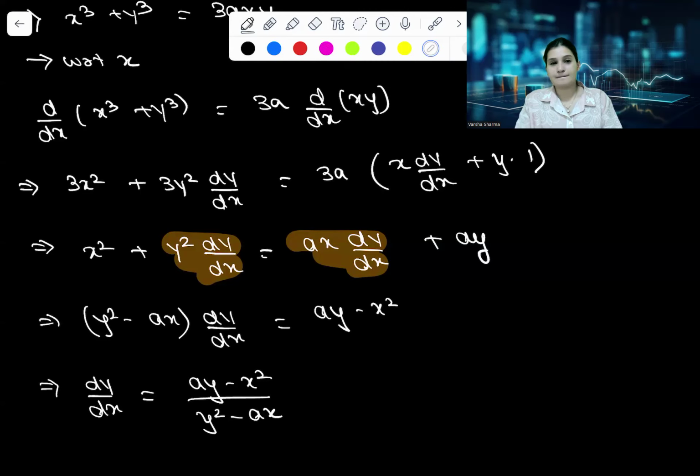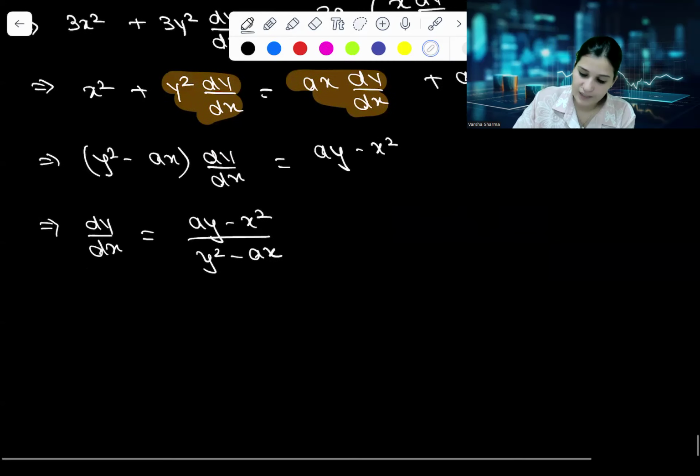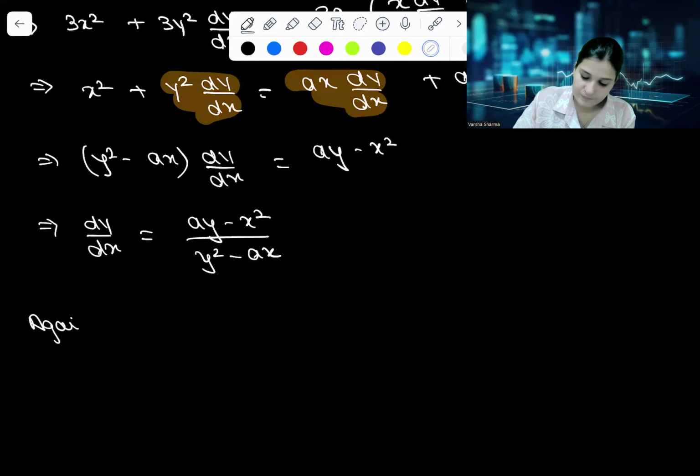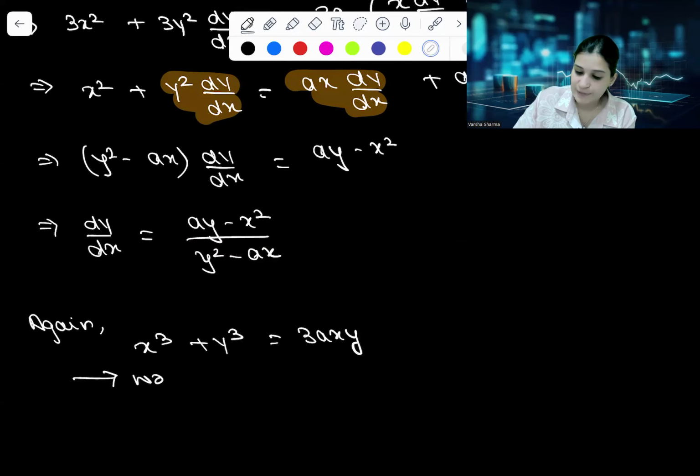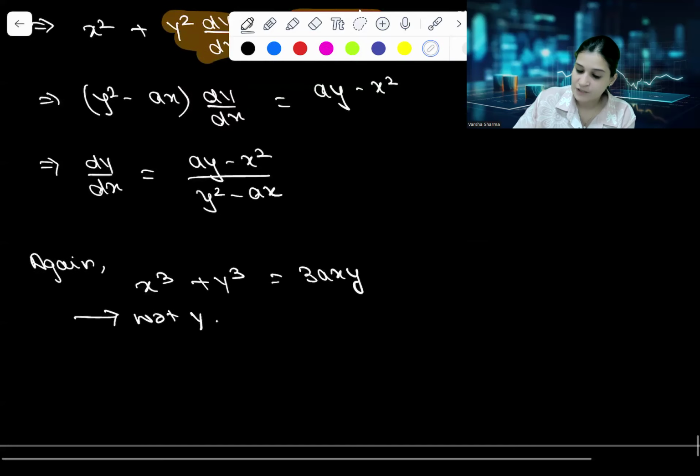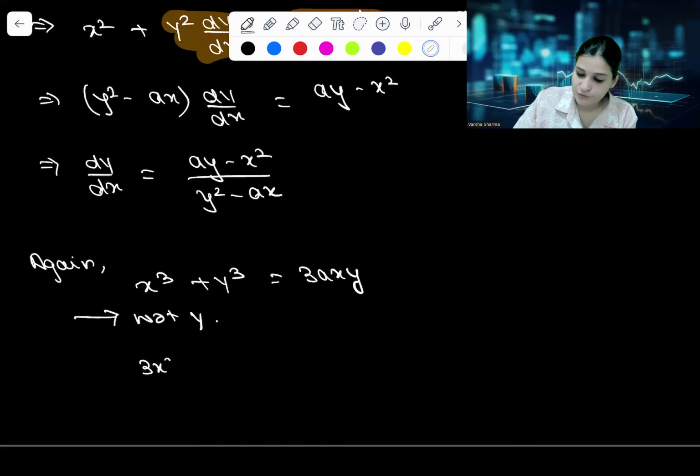Now repeating the same thing with respect to y. Again, x cube plus y cube equals 3axy. Differentiating with respect to y: x cube gives 3x square dx by dy, and y cube gives 3y square.